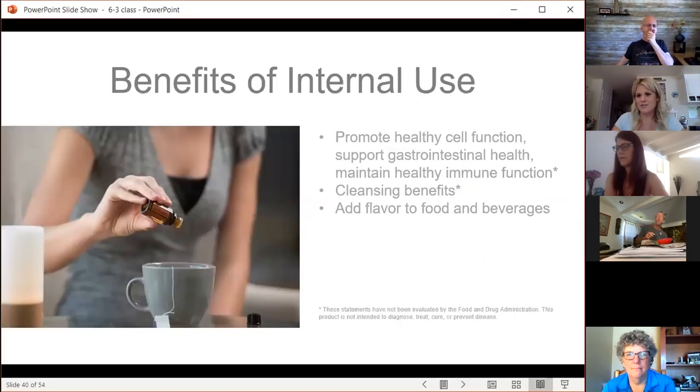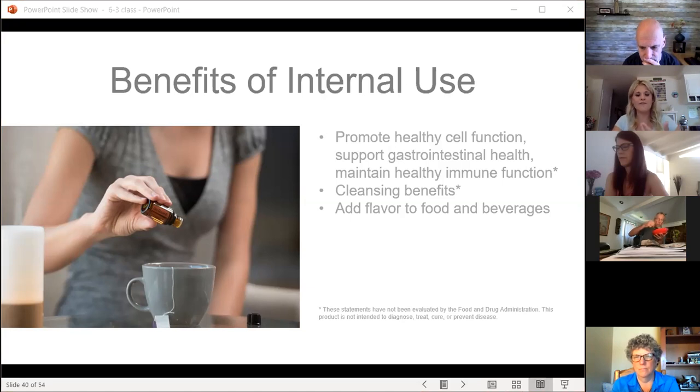Now we're going to talk about some internal, and remember when I said internal, I'm only referring to doTERRA essential oils. When you take oils internally, think about it, to me, this is natural medicine, right? Plants were our earliest form of ways of treating ailments in our body. So it helps support proper healthy cell function, gastrointestinal health, healthy immune function. Right now we need all the immune support as possible. It's a safe, natural, effective way to deal with any of these issues that we have within our body or on our body.